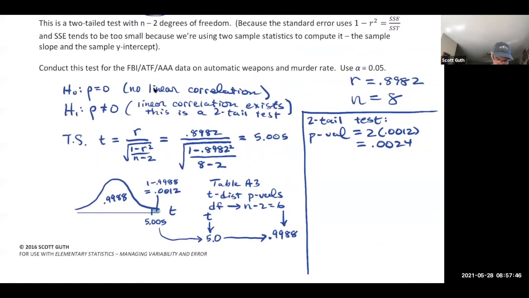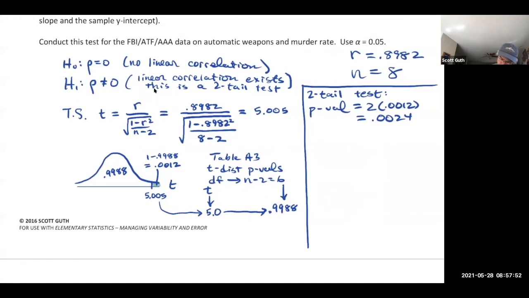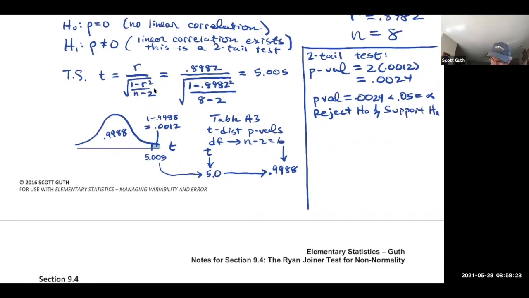And I think our alpha was 5% on this. 0.05, yeah. So the p-value is 0.0024. That's less than 0.05, which is our alpha. So we get to reject the null hypothesis and support the alternative. Okay, any questions?